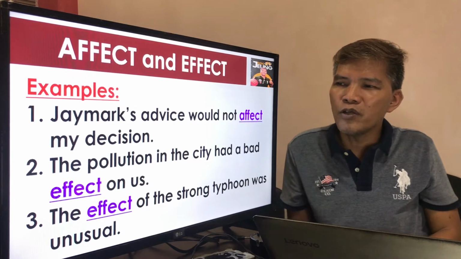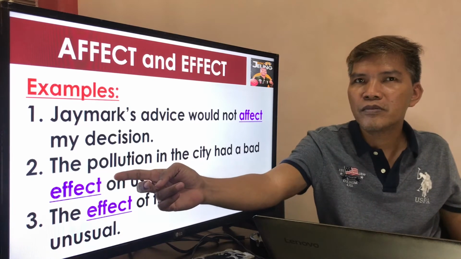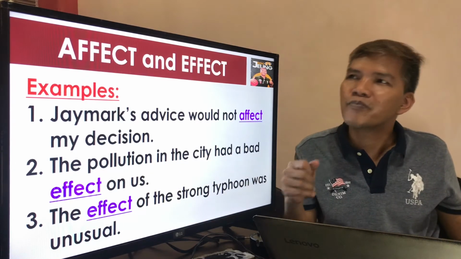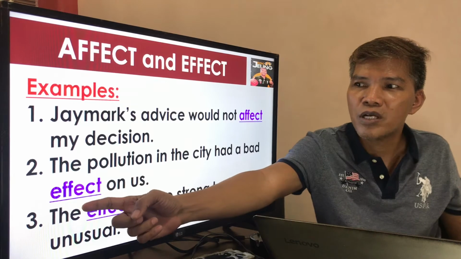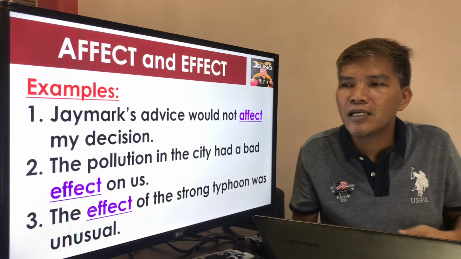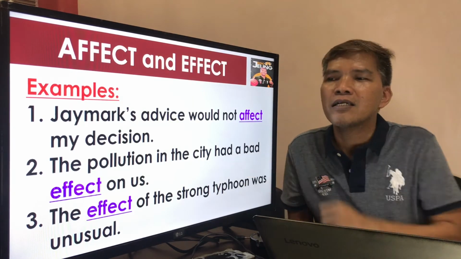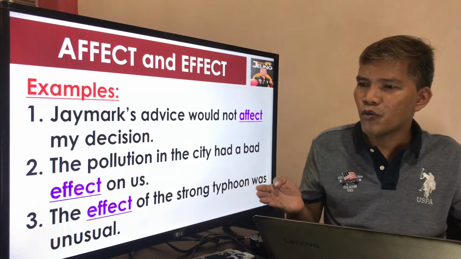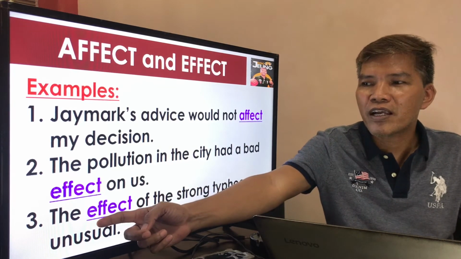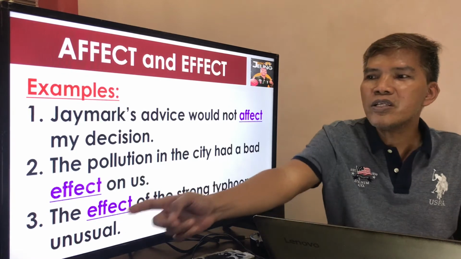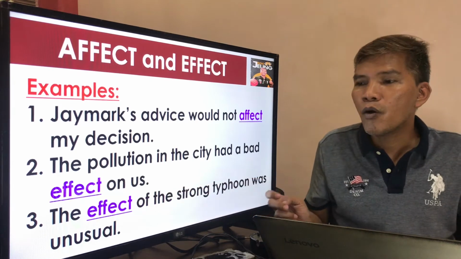Number two, the pollution in the city had a bad effect on us. Our subject is pollution. We have a verb, had. So we don't need another verb. We'll use effect. That's why our answer is effect. So what's the meaning of effect here? Impact. The pollution in the city had a bad impact on us. Number three, the effect of the strong typhoon was unusual. So in this case, we use effect. Why? Because there is already a verb. We use it as our subject here. The effect of the typhoon was unusual.